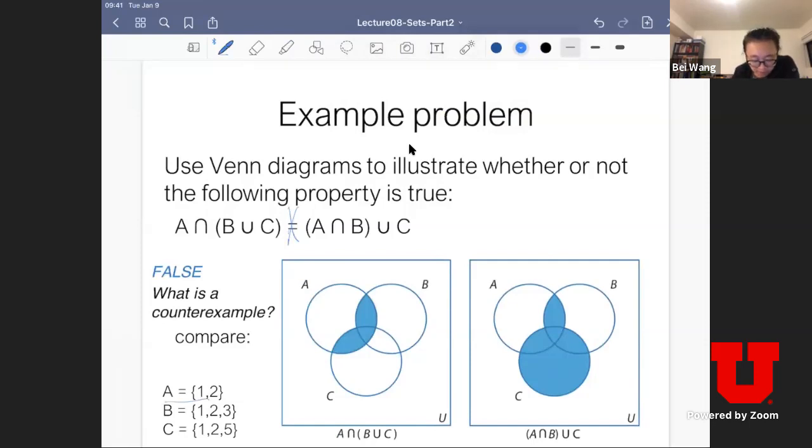If I have the sets A, B, and C like this, where A is 1, 2, B is 1, 2, 3, and C is 1, 2, 5. If I look at this, the left-hand side is B union C first, which is 1, 2, 3, and 5, intersect A, that is equal to 1 and 2. Of course, on the right-hand side, if I take A intersect B, that is 1, 2, and I'm going to union C, that's going to be 1, 2, and 5. So of course, those two sets do not look the same. Okay.